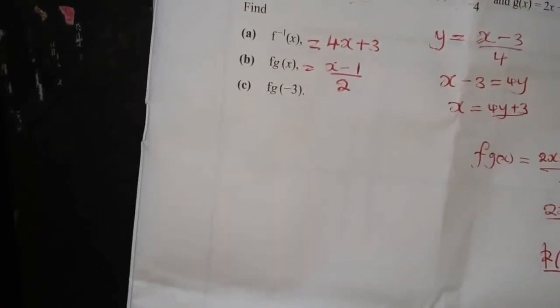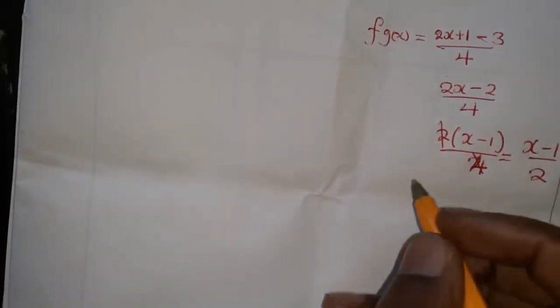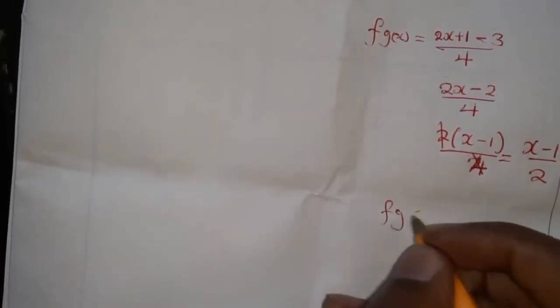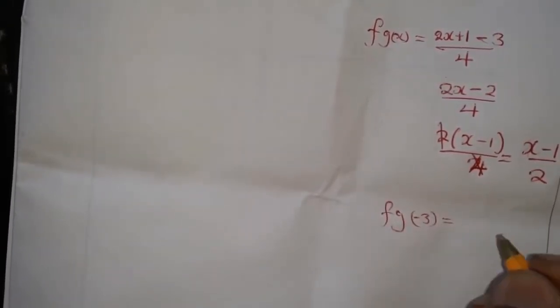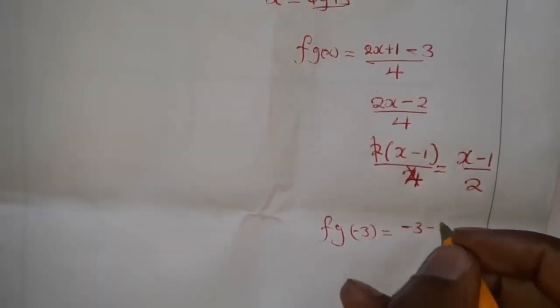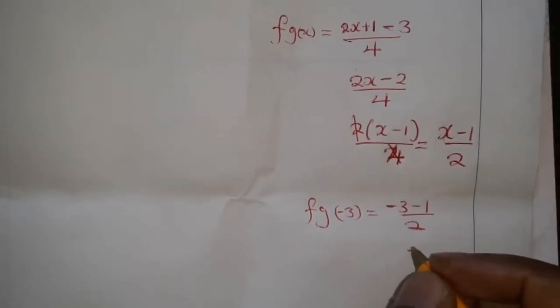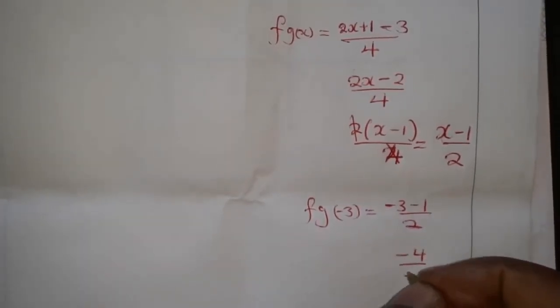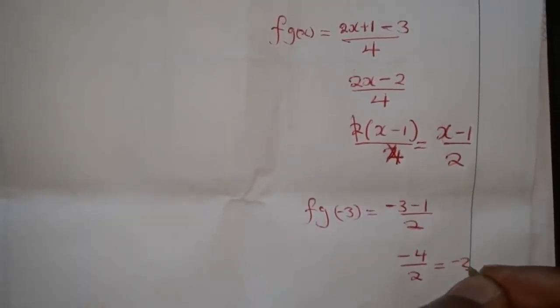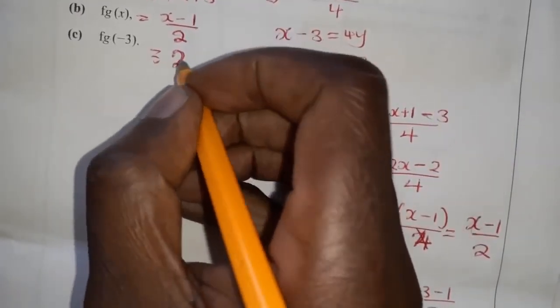Then, we are told that in this same function here, we must put negative 3 where there is an x. So where there is x here, if you put negative 3 minus 1 over 2, what do you get? This is going to give you negative 4 over 2, and this will give you negative 2. So this one is going to give us negative 2.